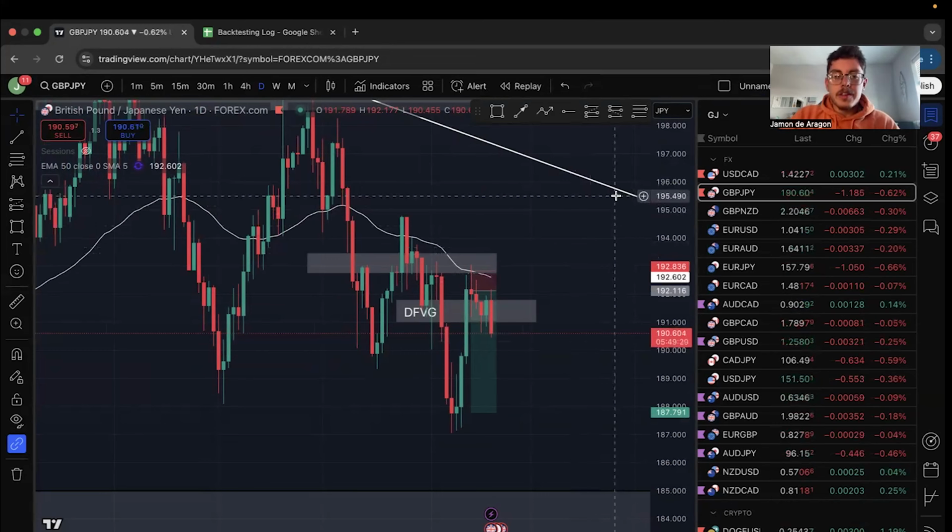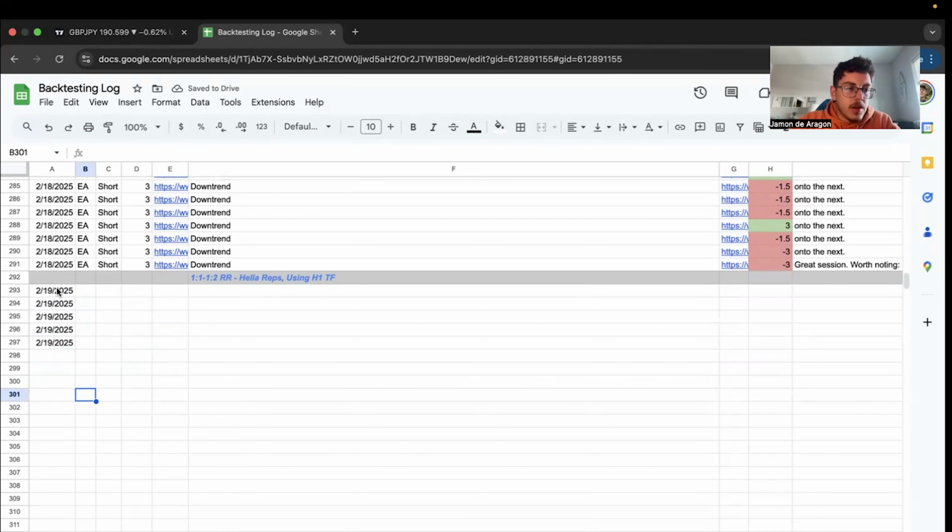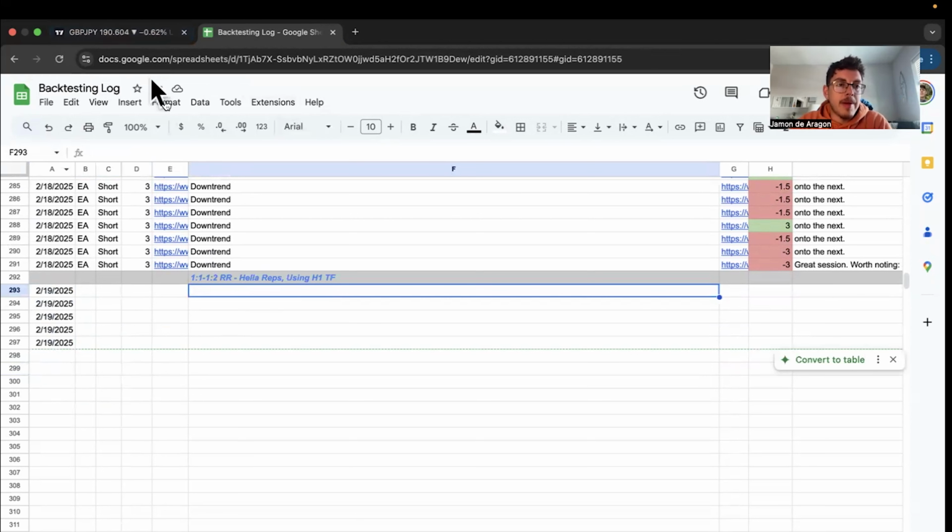All right, here we are inside of my computer. For today, I'm just going to be doing 5 reps. So 5 simulated trades using a 1-to-1 or a 1-to-2 risk to reward ratio, just experimenting with and working on my own system. Now we are inside of the backtesting log.